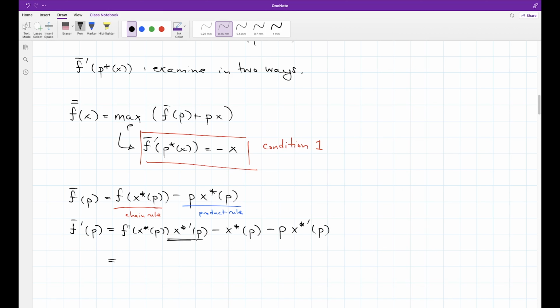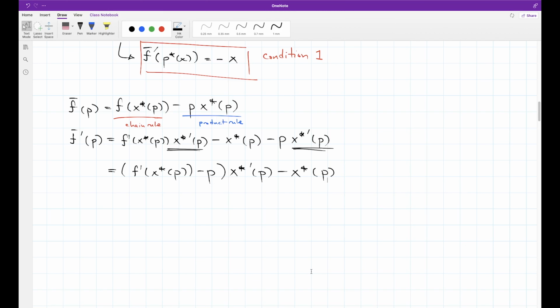All right, and then given that we have an x star prime here and an x star prime here, we can regroup those. So f prime of x star of p minus p times x star prime of p minus x star of p. All right, good. Now the key here is just to remember what x star means. So let's do that in a little marginal note. So x star of p satisfies that it's the point minimizing f of x minus px. Okay, but that means that f prime of x star of p is equal to p.